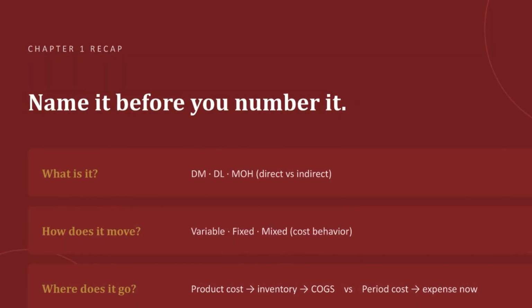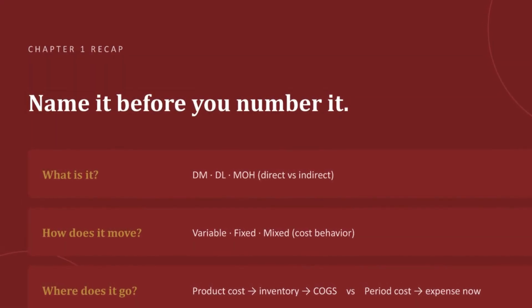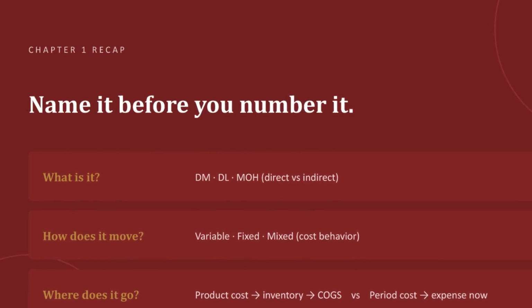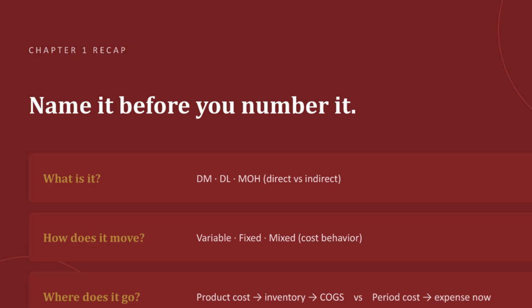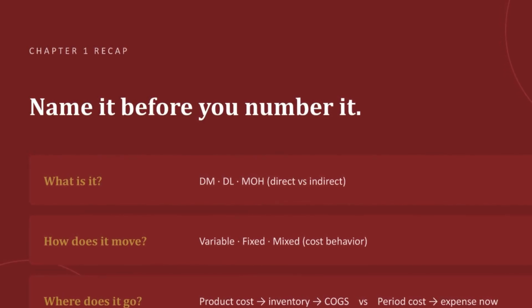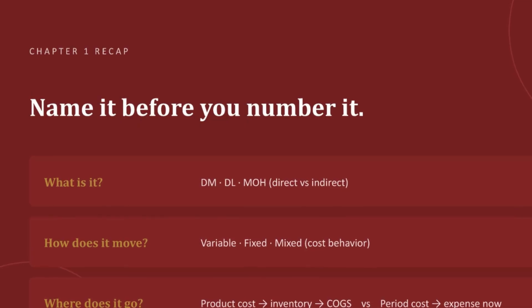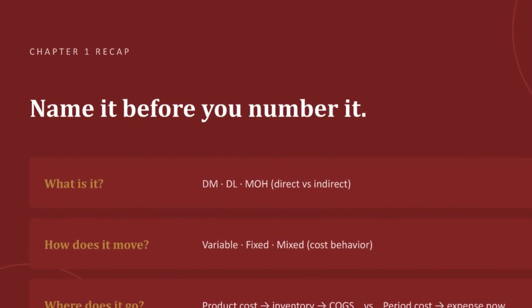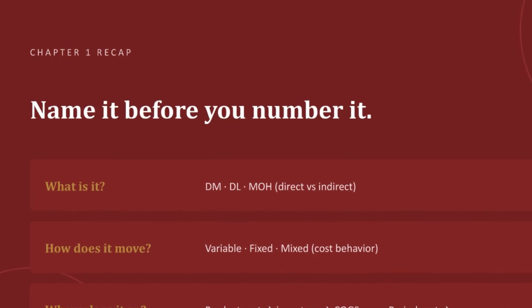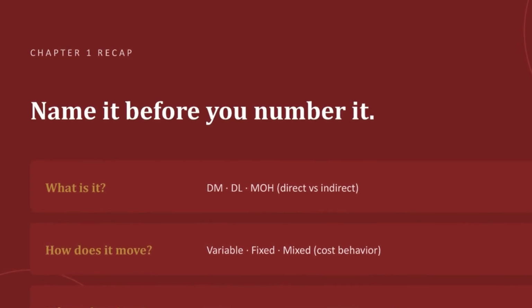Chapter 1 gives you the vocabulary to name every cost before you start adding numbers. First lens. What is it? Direct material, direct labor, or manufacturing overhead? The key question is traceability. Second, how does it move? Variable, fixed, or mixed? Third, where does it go? Product costs flow into inventory and then cost of goods sold, while period costs are expensed right away.